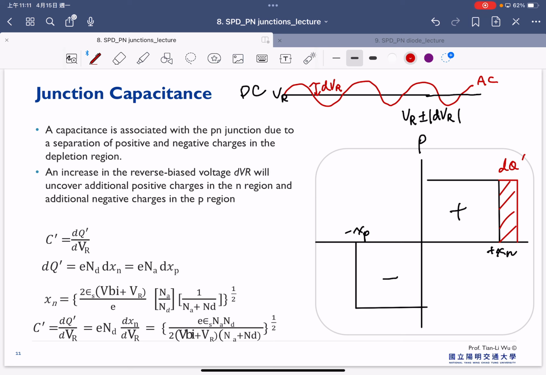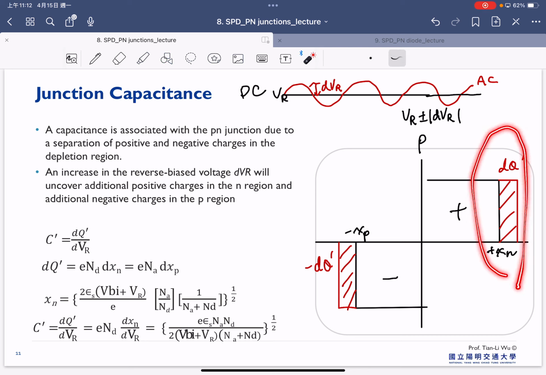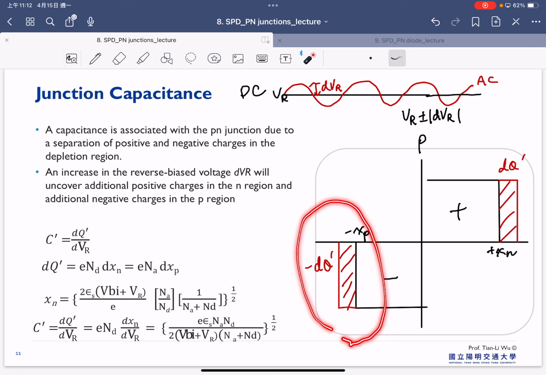Also, to maintain the charge neutrality, this additional dQ prime will also induce an additional minus dQ prime here, right? So far it's still very, very simple. This is not even related to the circuit. It's just a very simple basic electronics concept that once you have additional charge here, for sure you have the additional charge here as well.